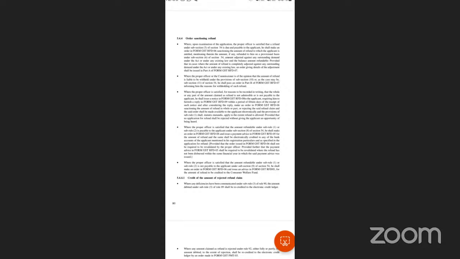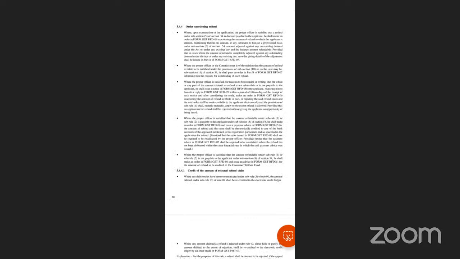The next thing we have to discuss is the credit of the amount of a rejected refund claim. Let us say you are not satisfied with the reason stated by the applicant. In such a case, we want to reject the refund claim, because we have given enough time to express his reason, and even then the other party could not give us a genuine answer or reason. In such cases, a refund can be rejected.